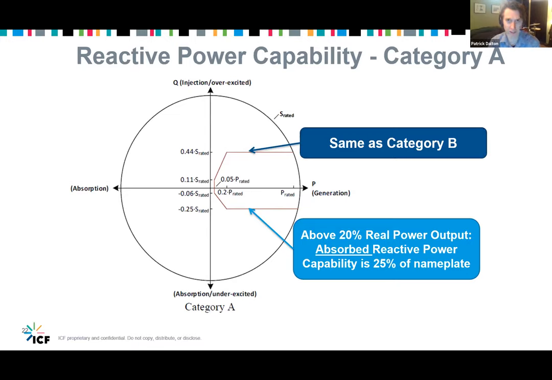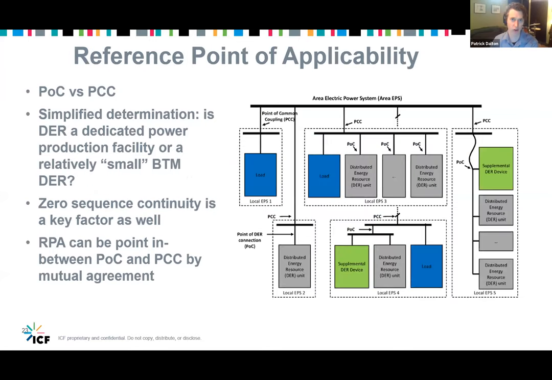And this goes back to the fundamental capabilities of especially synchronous machines to absorb reactive power and the heating that's caused by that typically. So rotating machines just don't have quite the same capability without making design changes. And so that's the reason that category A has a different reactive power capability when compared to category B.